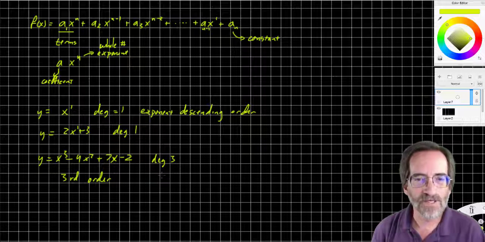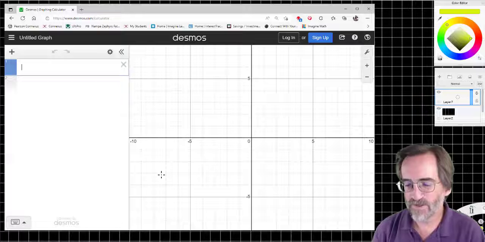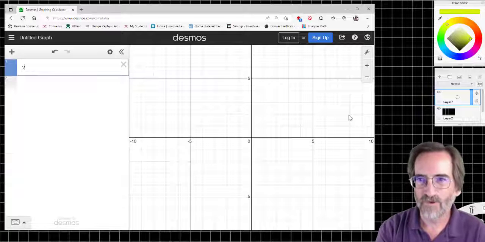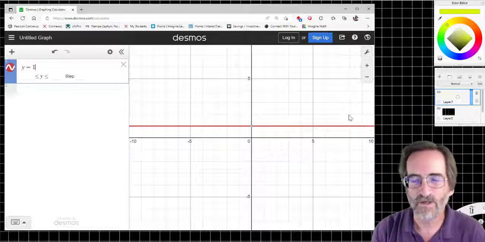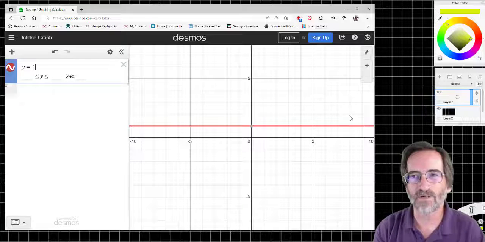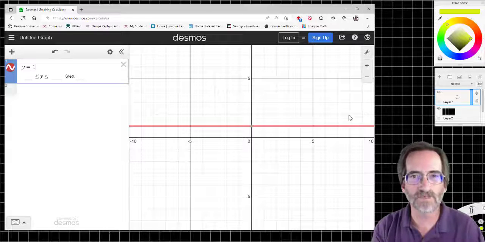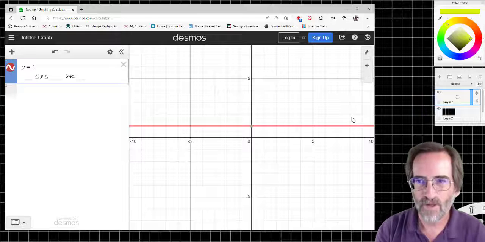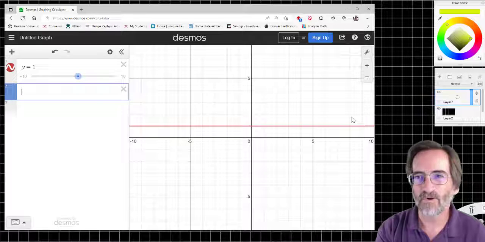Okay, let's go to Desmos and let's play around with polynomial functions. Okay, the simplest polynomial function is y equals a constant. And you'll notice it's a flat horizontal line. It has no curves. It has no slope, right? That's a zero order polynomial function.